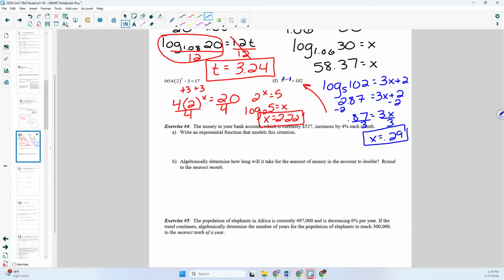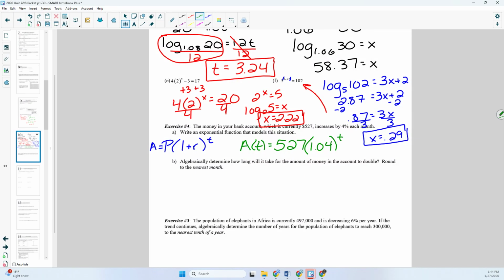So now we're going to connect this to the word problems that we did in the last lesson. So this says the money in your bank account, which is currently $527, increases by 4% each month. Write an exponential function that models this situation. So we know our exponential functions are in the form p times 1 plus r to the t. I'll write over here a equals, just so we have an actual equation. It doesn't tell me what variables to use, so I'm going to stick with these. Maybe I'll write a of t. And this is starting with 527 we're increasing by 4%, so 1 plus 0.04 is 1.04 to the t.